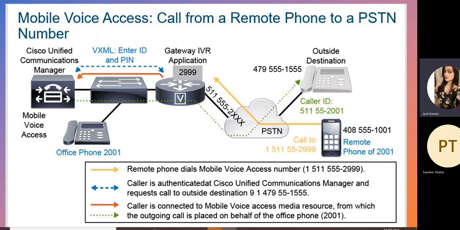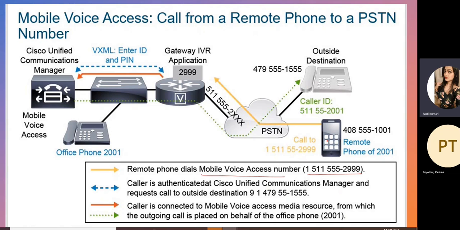Then mobile voice access. This is one of the features that needs to be enabled for this. So, a call from a remote phone to a PSTN number here. Let's say the remote phone dials the mobile voice access number. Now the caller is authenticated at the CUCM and requests calls to an outside destination. So this user wants to make a call outside.